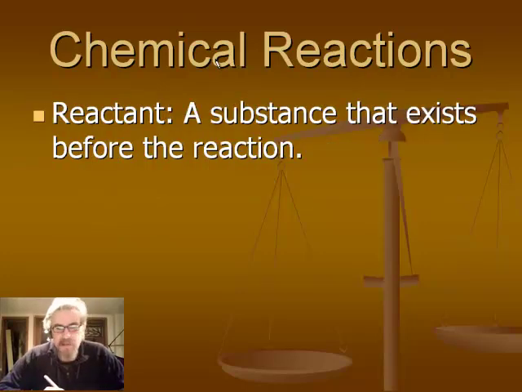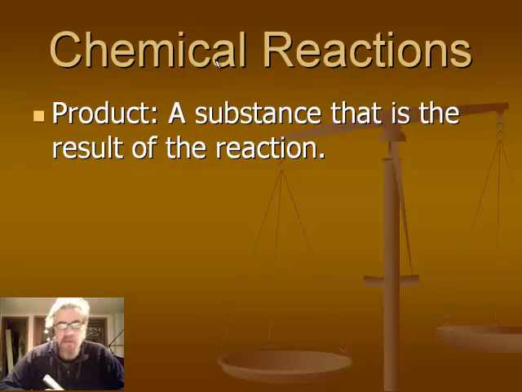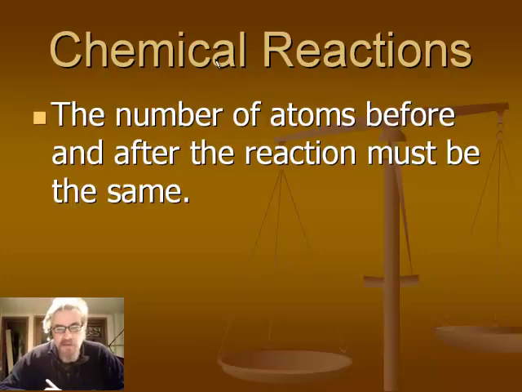A reactant is a substance that exists before the reaction begins. There could be one, there could be more in any chemical change or chemical reaction. A product is a substance that's the result of the reaction, and again, there could be one product or there could be more. In chemical reactions, the number of atoms before and after the reaction has to be the same because of the law of conservation of matter. It can't weigh more after the reaction than it did before.